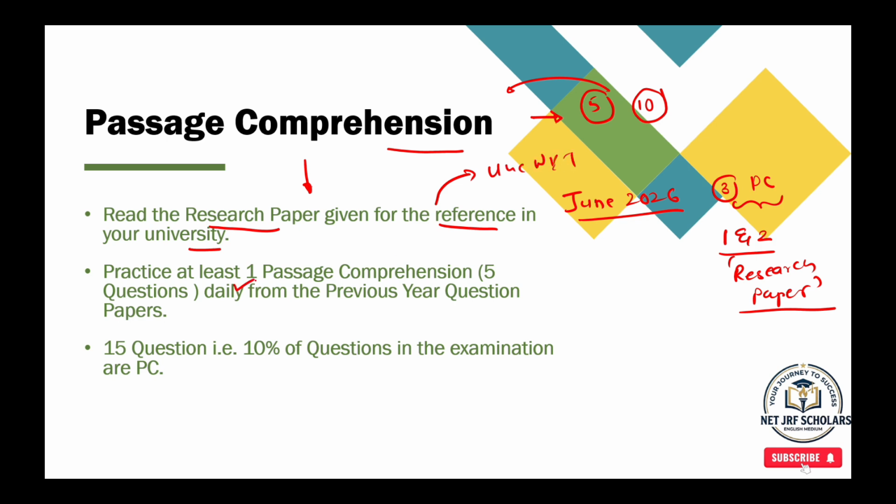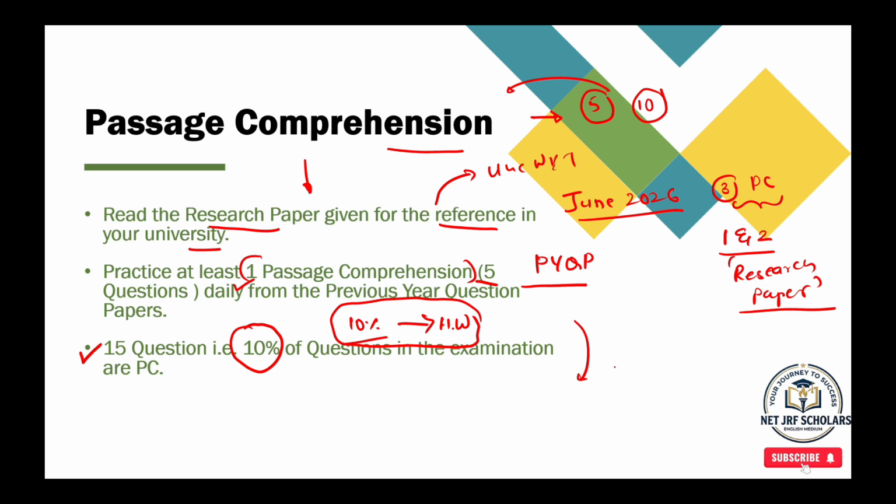So at least practice 1 passage comprehension, I mean 5 questions, daily from the previous year question papers. You are going to get 15 questions including both Paper 1 and Paper 2, which is equal to 10% of the questions. So it is a very high weightage, but many candidates neglect this. I request all the candidates to practice at least 1 passage comprehension daily. Now I will show where you need to practice these reasoning, DI, aptitude and passage comprehension.